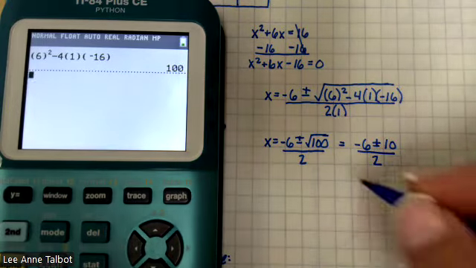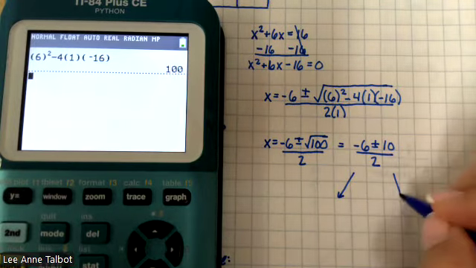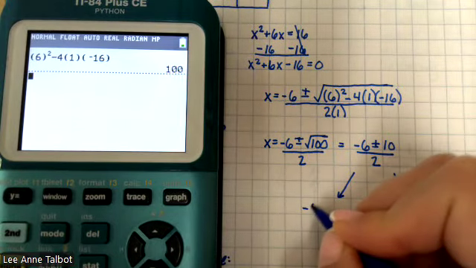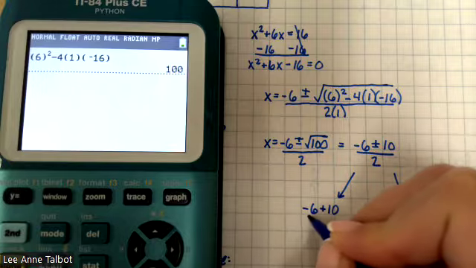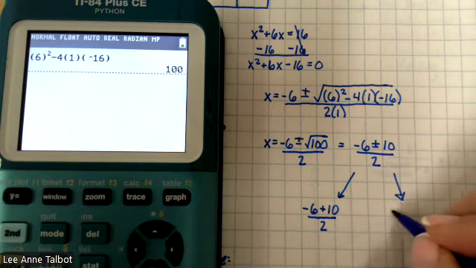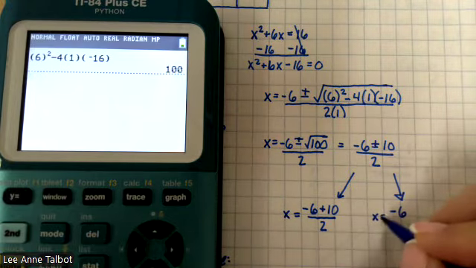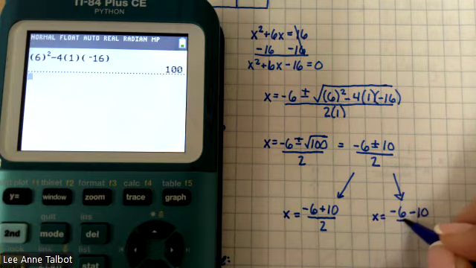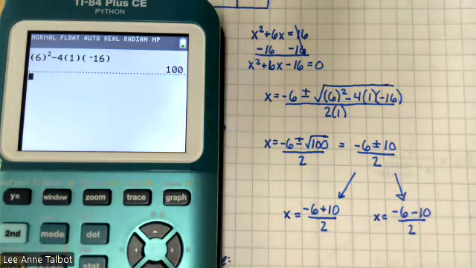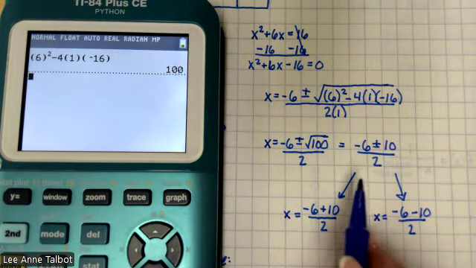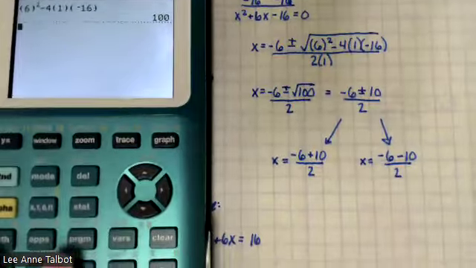Excuse me. Okay, now make me 2 arrows. Negative 6 plus 10 all over 2. Negative 6 minus 10 all over 2. So you break it into 2 problems. One of them has the plus and one of them has the minus.